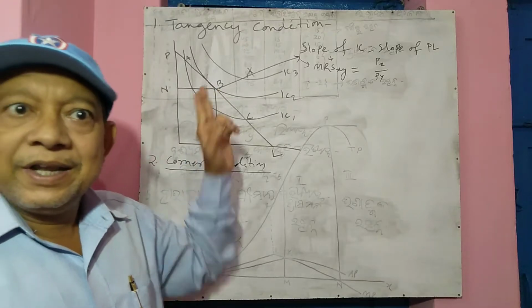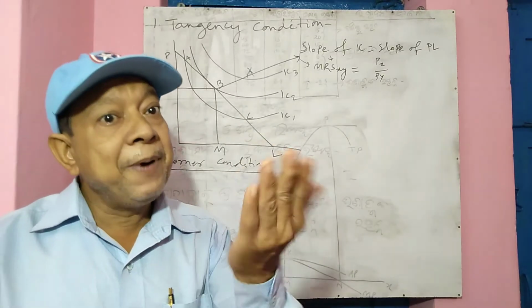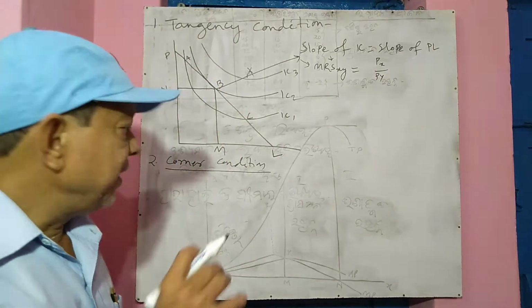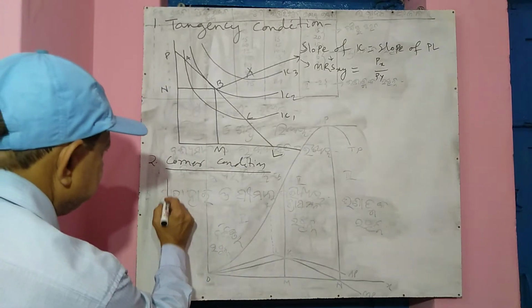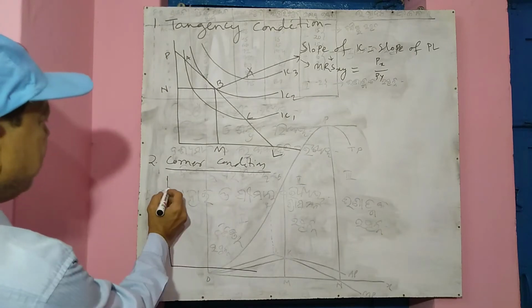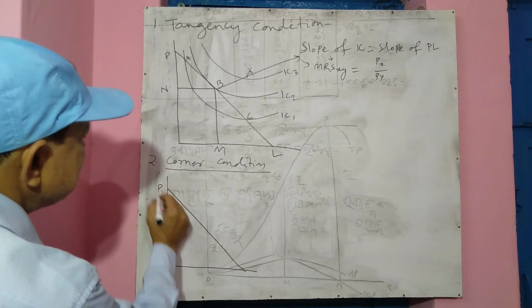In this case, he consumes only one good, either X or Y, depending upon the slope of the indifference curve. Let us see first. Let me draw a diagram and tell you. First, draw the price line, PL. Let's say this is PL.